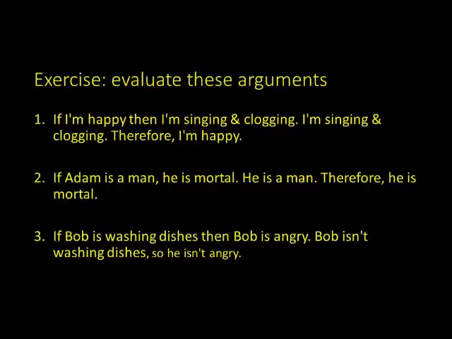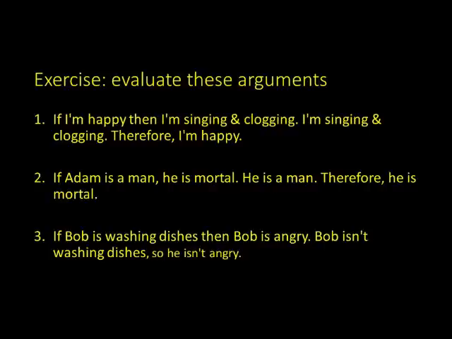So again, what we have here is a, oh, I'm sorry. Actually, number 2, if Adam is a man, then he is mortal. He is a man, therefore he's mortal. That actually takes the form if A then B, A therefore B. So that is a good argument. That's a valid argument. It takes the form of modus ponens. So number 2 on the screen is a valid argument. It takes the form of modus ponens.